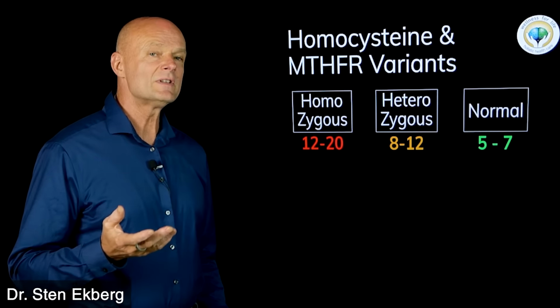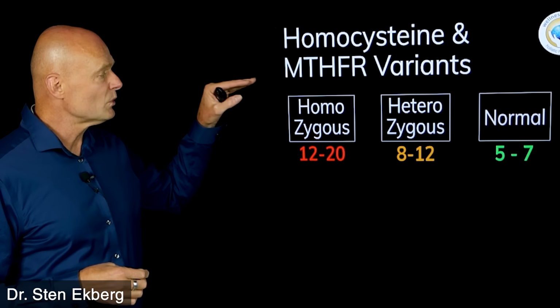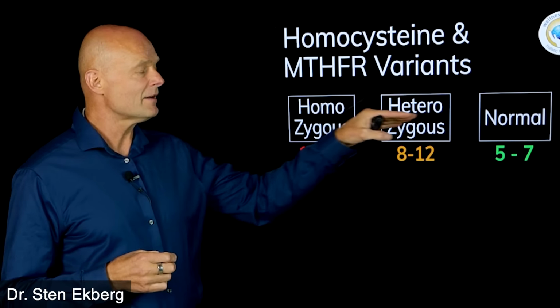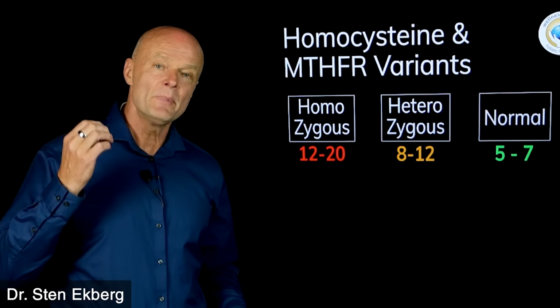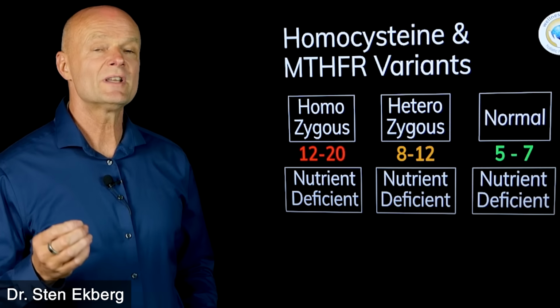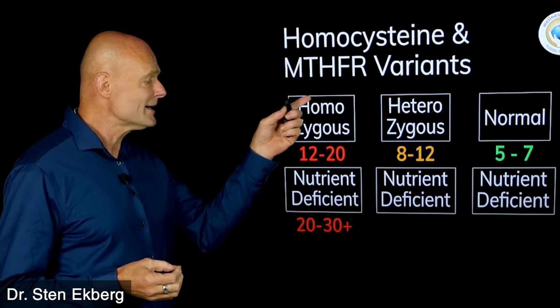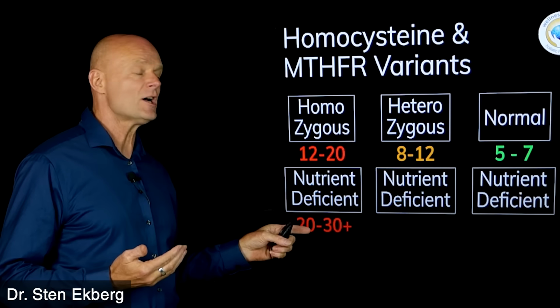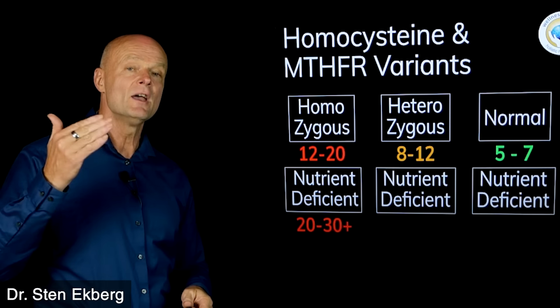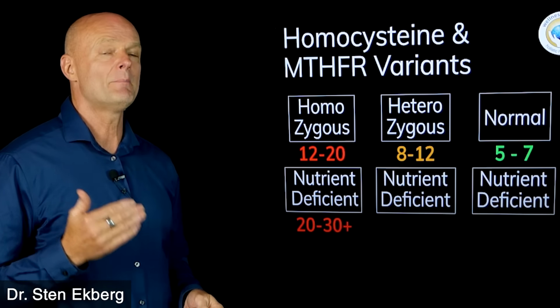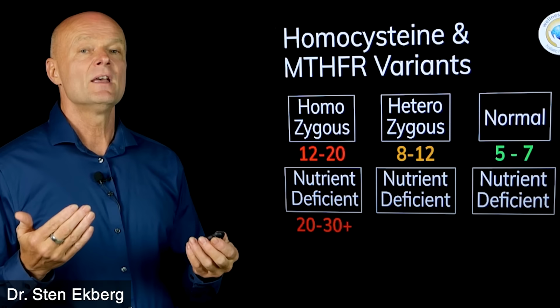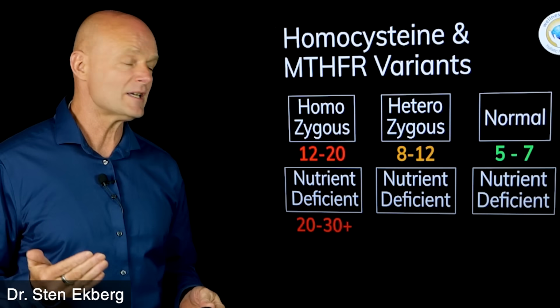So now let's get back to the table that we started, and we looked at the variants where this was kind of an ideal scenario. But now if we tack on some nutrient deficiencies, the homozygous is probably going to be much higher, like 20 to 30, or even significantly above that. We've measured some of these in the high 30s and even 40s.